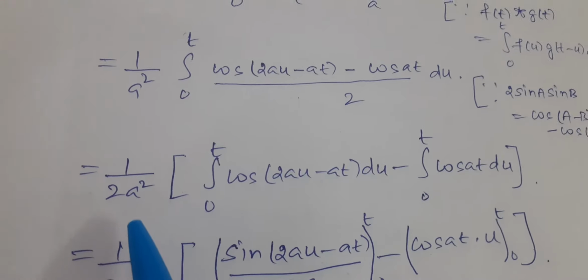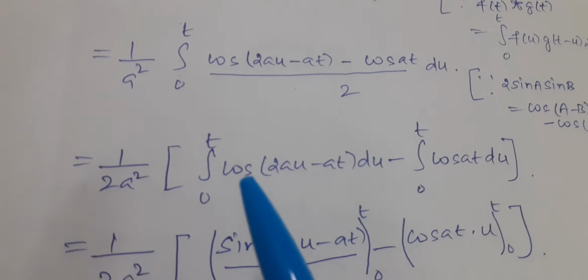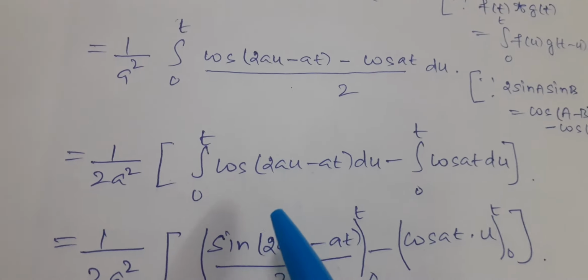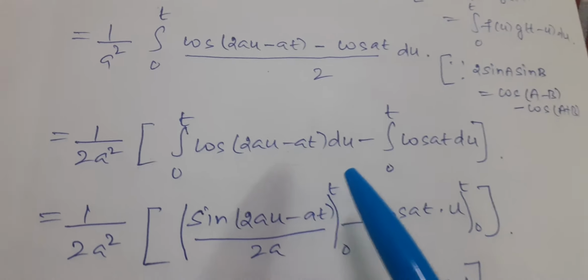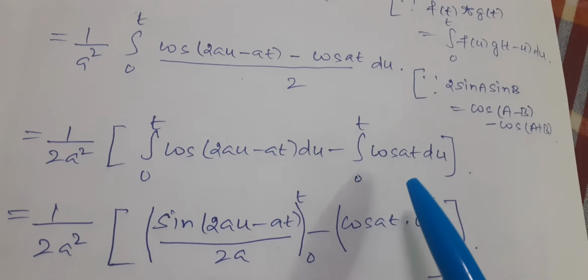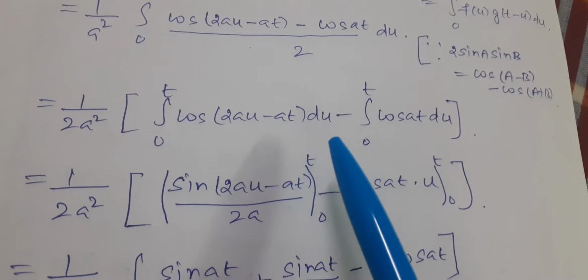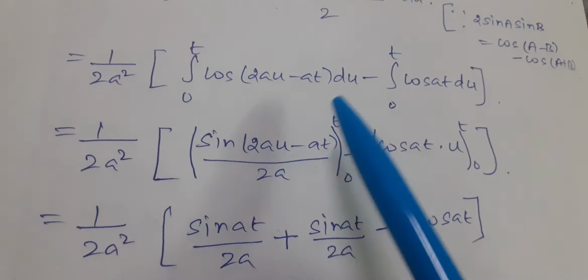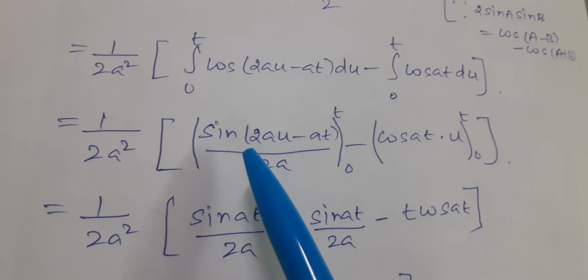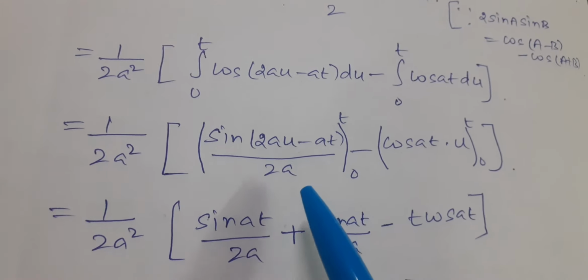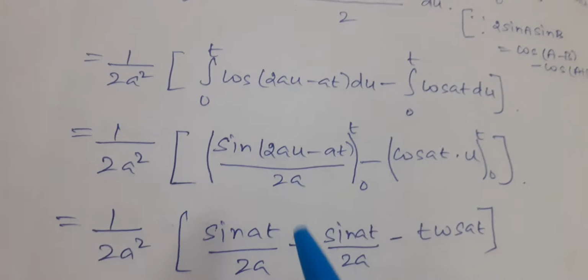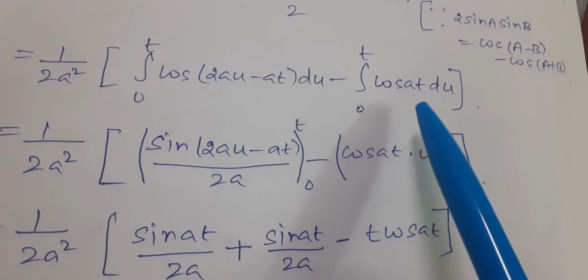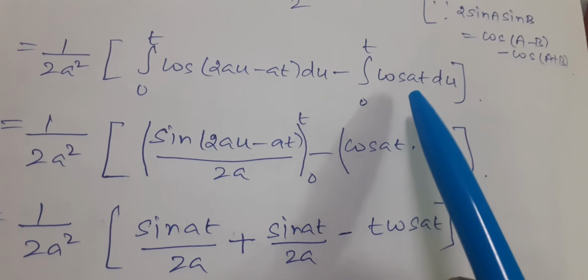That 2 I am taking outside. So 1 by 2a square into integral 0 to t. I am splitting: integral 0 to t cos of 2au minus at into du minus integral 0 to t cos at into du. Here I am going to integrate with respect to u. So 1 by 2a square, cos integration is sin of 2au minus at divided by the u coefficient, which is 2a, with limits 0 to t. Integrating with respect to u, cos at is constant.